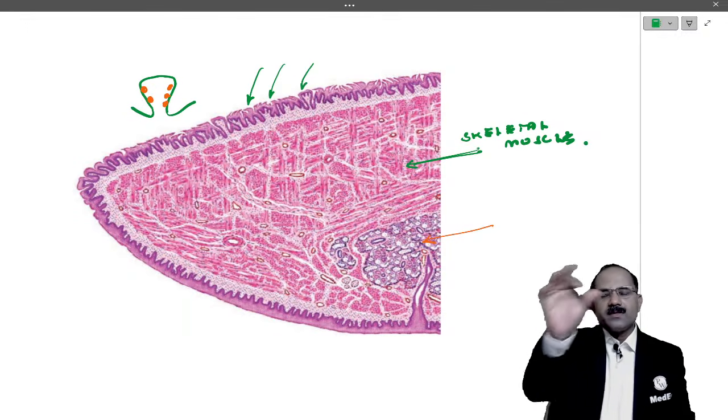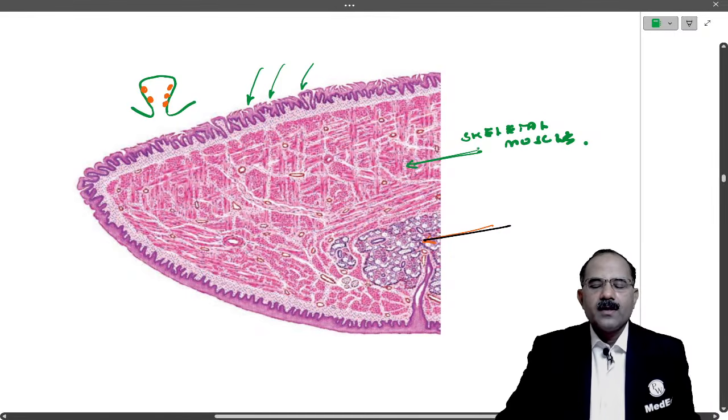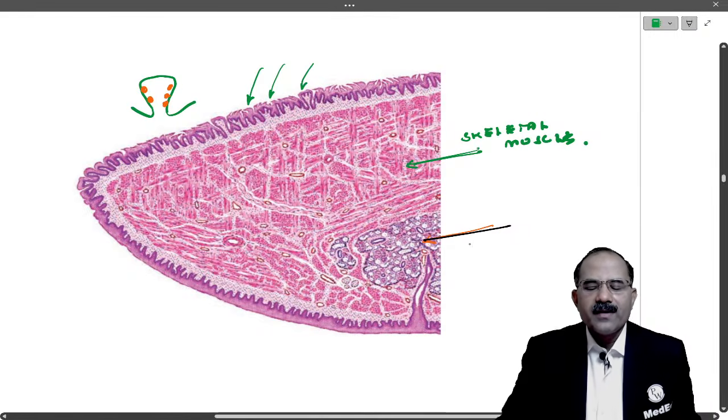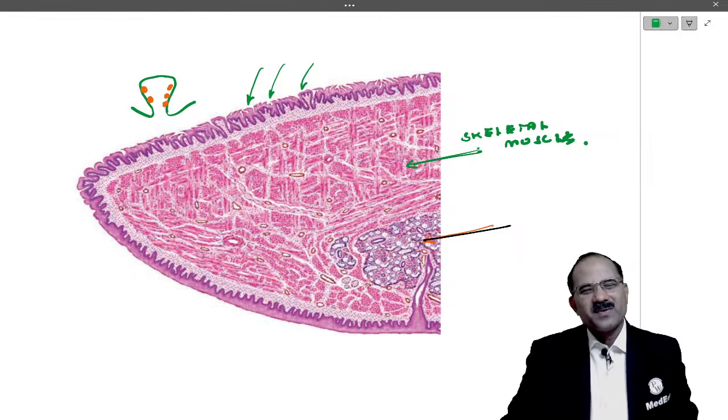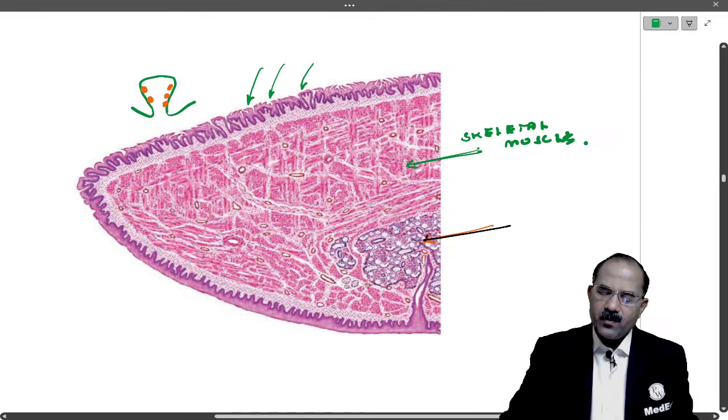What are these structures? Yes, anyone? What are these structures? That's okay, bacha. Don't say sorry. That's okay. It's a process of learning. You always try to learn things. That's okay.